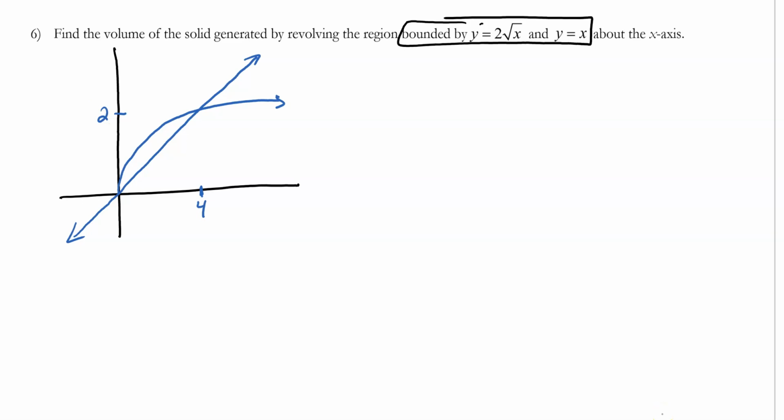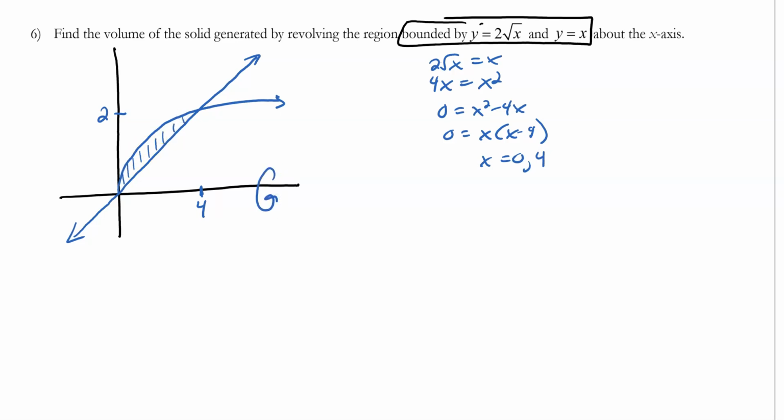Again, if you're not sure of that, you would just set these equal: 2 root x equals x. If you square everything, you get 4x equals x squared. So 0 equals x squared minus 4x. So you would get x times (x minus 4). And that would tell you the x values where these two functions intersect. So what we're doing is we're trying to take this region right here, and we're going to rotate it around the x-axis.